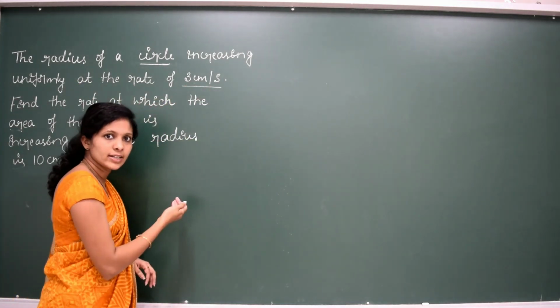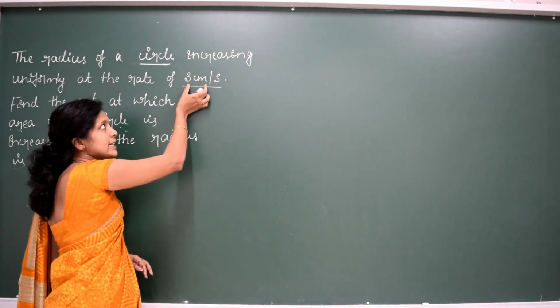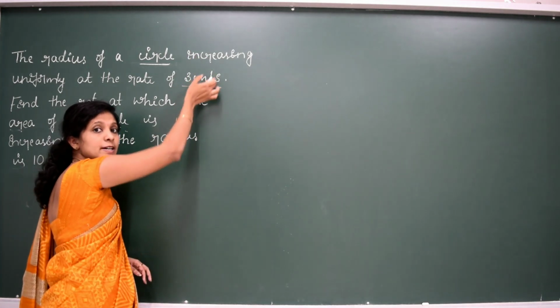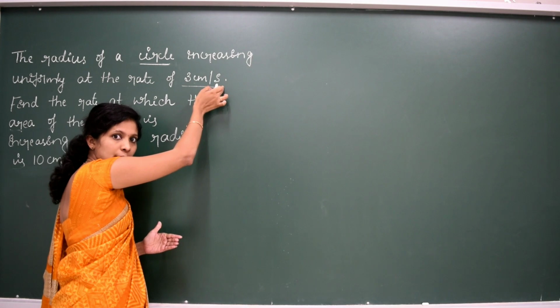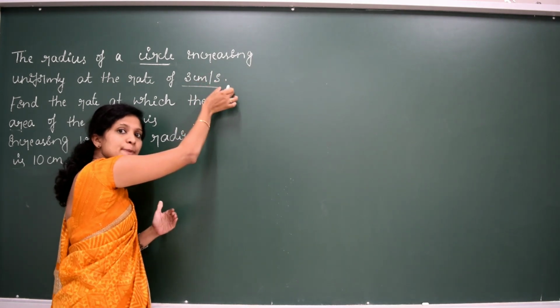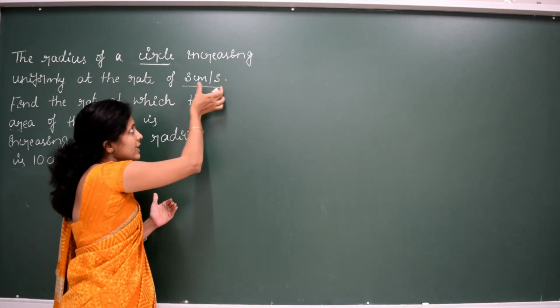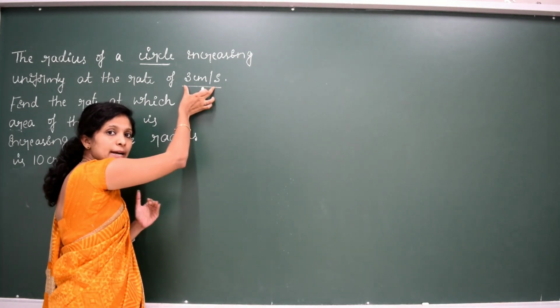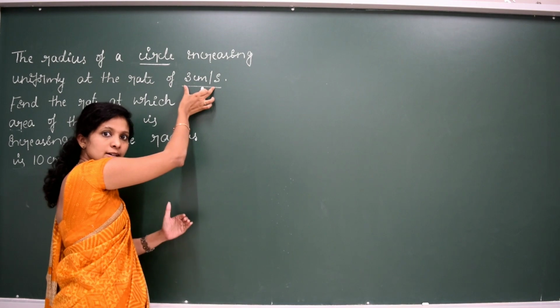What is given here? The radius of a circle is increasing at 3 cm per second, so it is with respect to time. The rate of change of the radius of the circle with respect to time is given. So directly we can write this as dr by dt is equal to 3 cm per second.